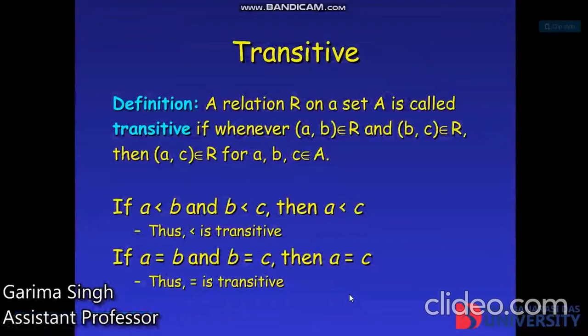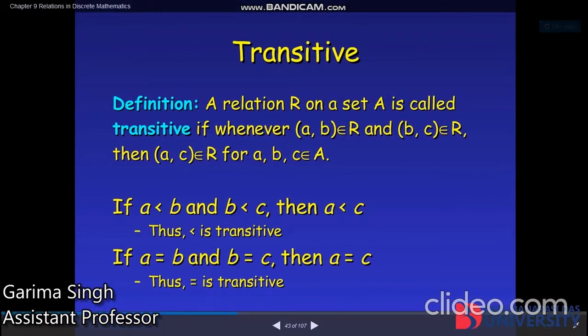In this lecture, we will be studying transitive relations. A relation R on a set A is called transitive if whenever (a, b) belongs to R and (b, c) belongs to R, there also exists (a, c) that belongs to R. Means if a is related to b and b is related to c, then a is also related to c. See, if a is less than b and b is less than c, then a is definitely less than c. If a is equal to b, b is equal to c, then a is also equal to c. These are called transitive relations.